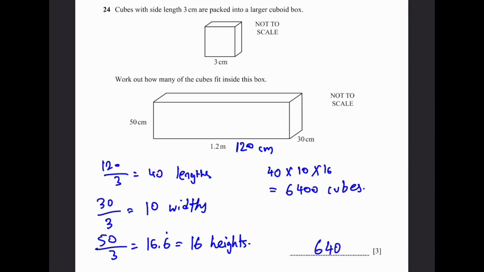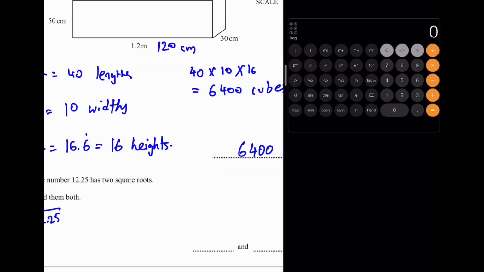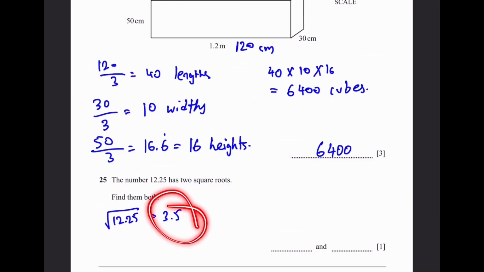Now that's the answer. 25. The number 12.25 has 2 square roots. Find them both. So first, when we square root 12.25, let's take a calculator out. 12.25 square rooted becomes 3.5. So now we have 1 square root, but why does the question say 2 square roots?